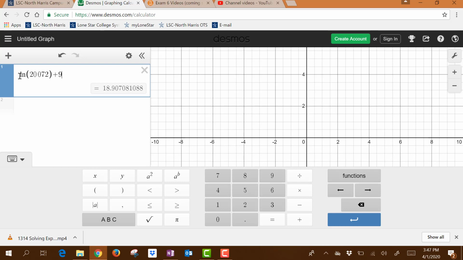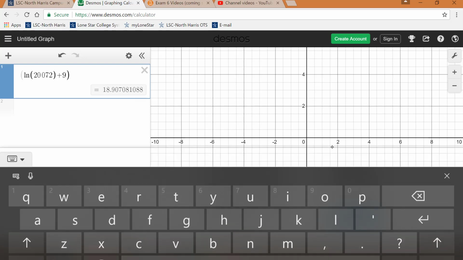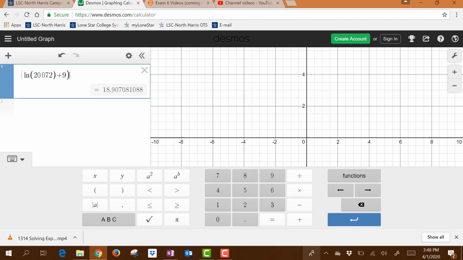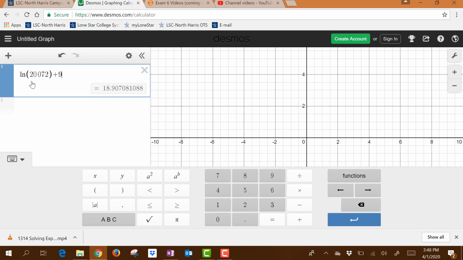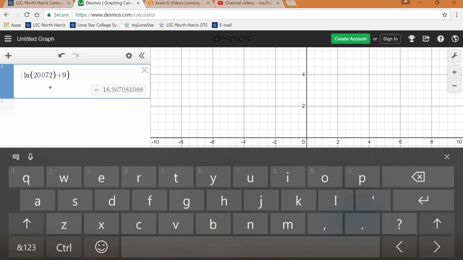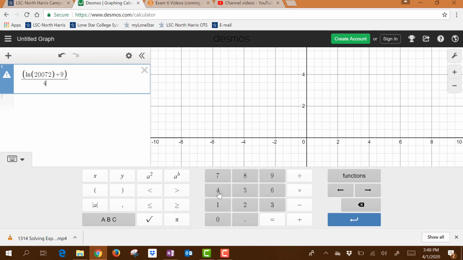Okay, we're going to divide all of that. So I'm going to put an extra set of parentheses there to say divide all of that. So I just hit that closing parentheses button. Okay, so I'm going to delete that and show you what I did again. I typed in natural log of 20,072 plus 9. Now I want to divide all of that by 4, not just the 9 by 4, but the whole thing. So I'm going to hit the closing parentheses, and that's going to put everything in parentheses there. And then I'm going to hit divided by, and then I'm going to hit the 4.